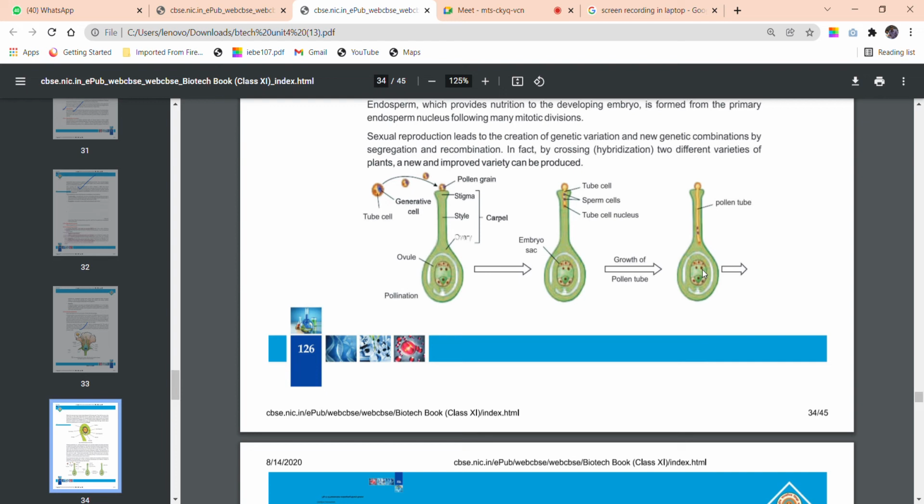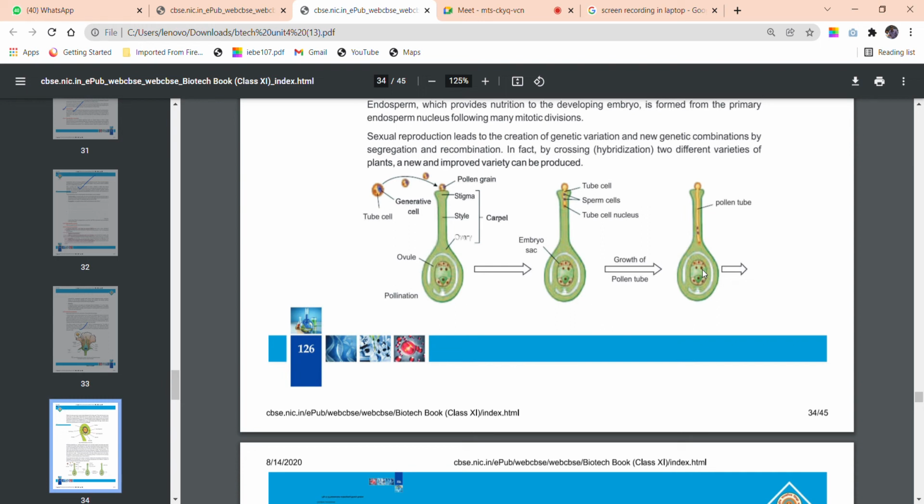A synergid cell is just like a guard cell of the egg cell. It will provide nutrition to the growing egg cell. After fertilization, the zygote will form, and this zygote will develop into a growing embryo, and it will form the seed. Next, through triple fusion, we get the endosperm, which is the reserve food material for the seed.